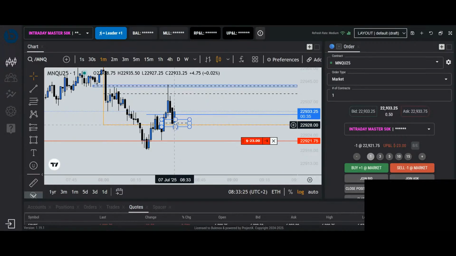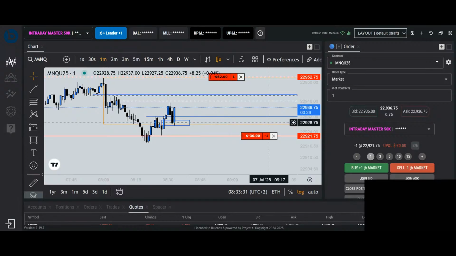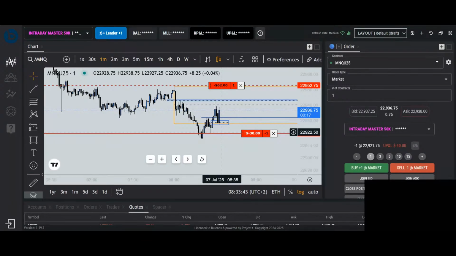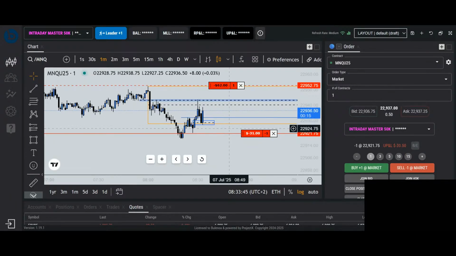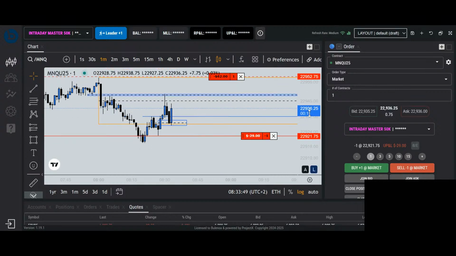So now we came into that 1 minute fair value gap. If we go above this one, we probably get stopped. So we will see in the next 5 to 7 minutes what will happen.